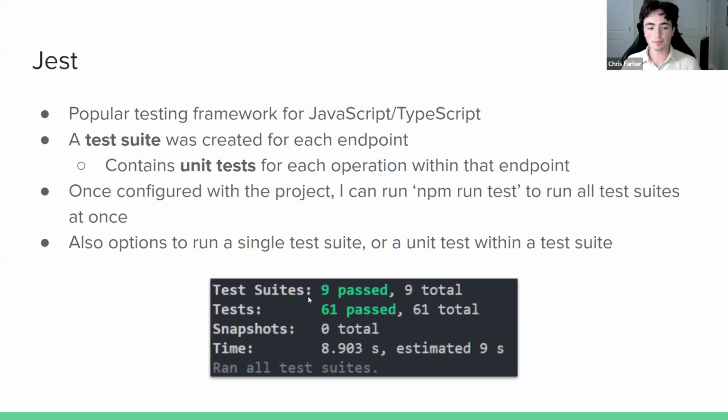And you can see here, this is a screenshot of the output of npm run test. So I had 9 test suites and 61 total unit tests. You can see here they are all passing, giving this nice green output.